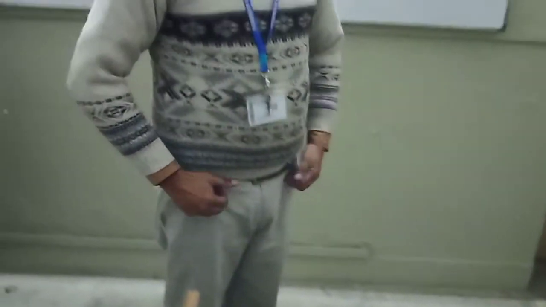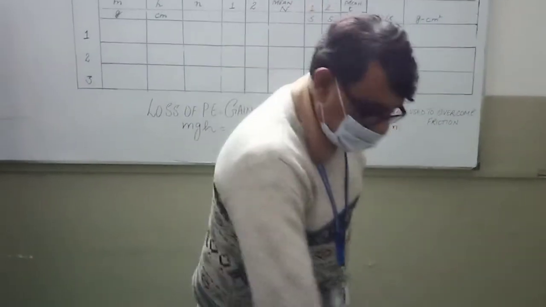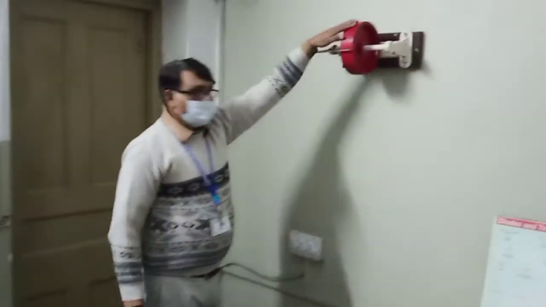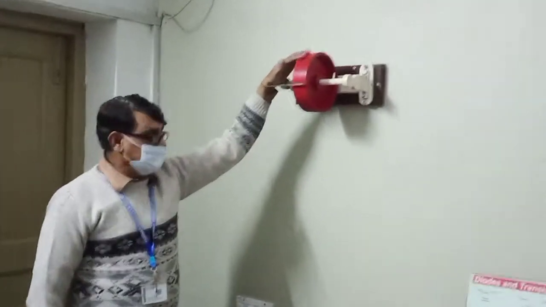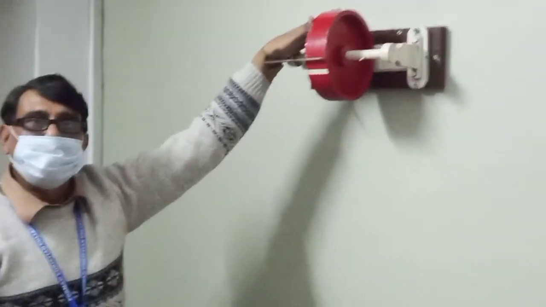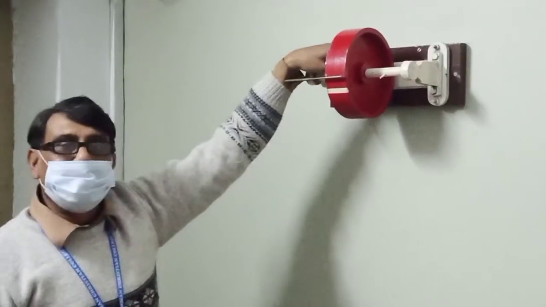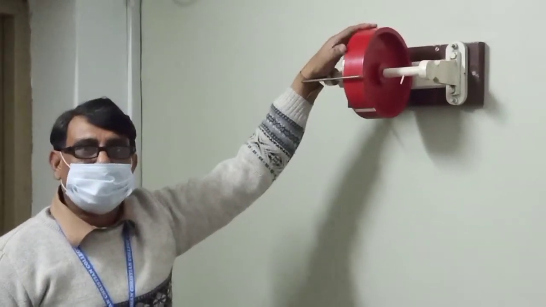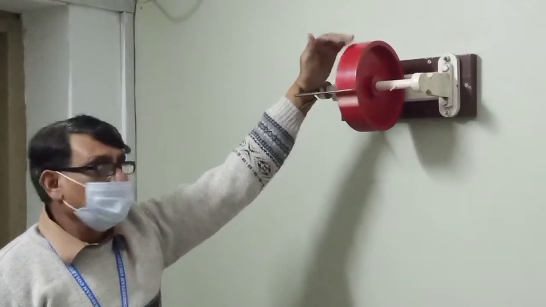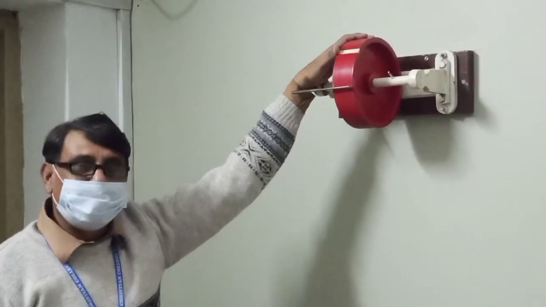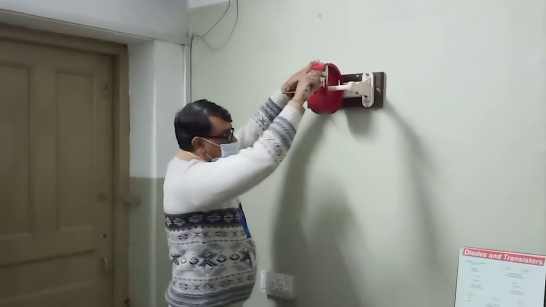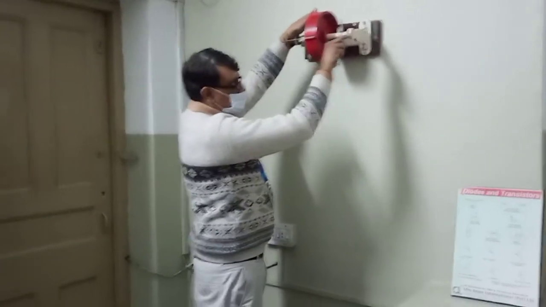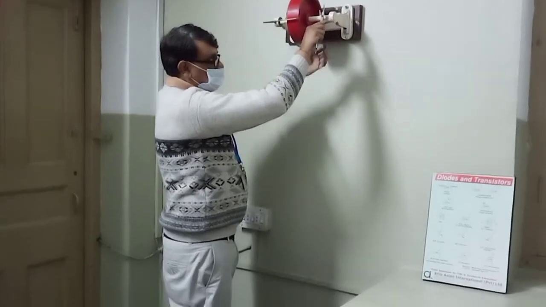Students, what we have to do first of all, we will see this is a flywheel. What is a flywheel? A flywheel is a heavy mass and the axle is passing through the center of mass point. So the first thing we are going to do is take the vernier caliper and find the diameter of this axle. This is the axle.